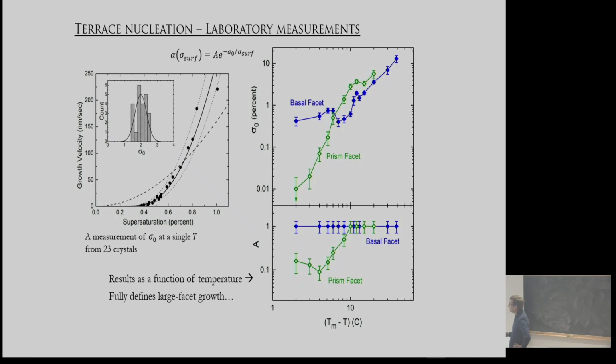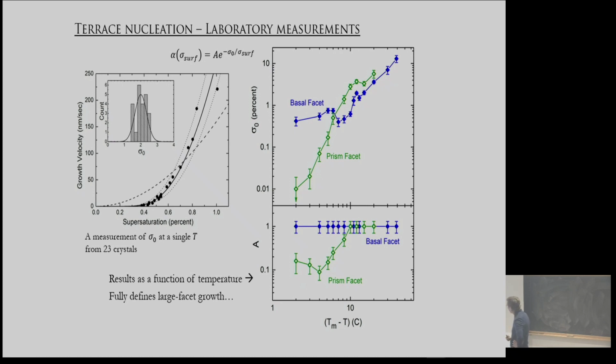We've actually done different experiments. There's the interferometer experiment, and we also have a second experiment where we just look at growing crystals on a sort of hydrophobic substrate, so we don't have a lot of substrate interactions. So really, we've done this very carefully, I believe. And this is what we get. So here's temperature, and here is sigma 0 in percent, and an A. Okay, so A looks like it's 1 for the basal facet, maybe not 1 for the prism facet, and we get these numbers.